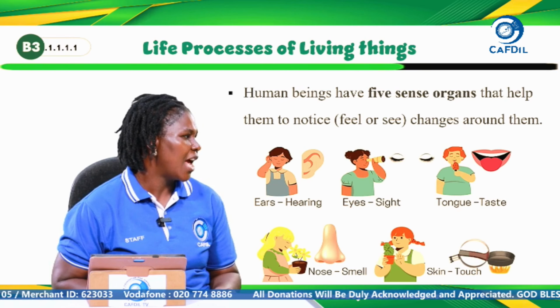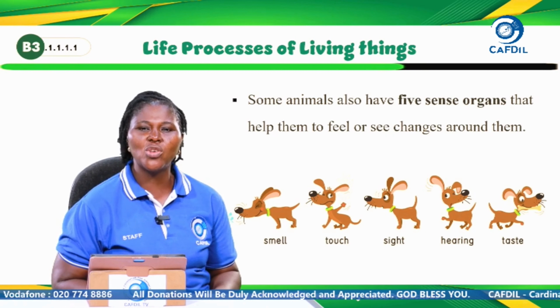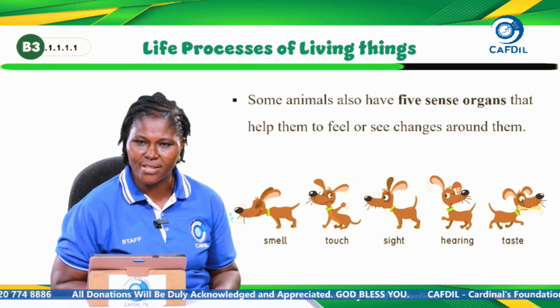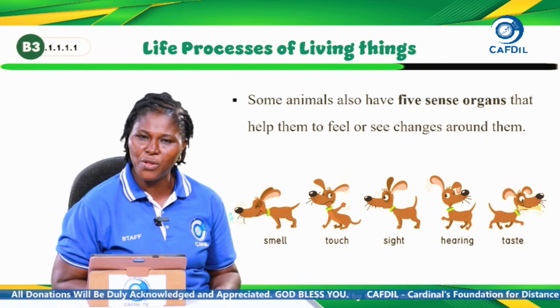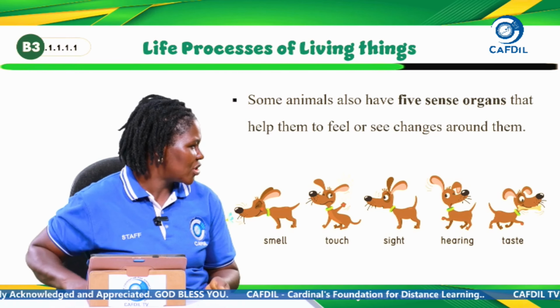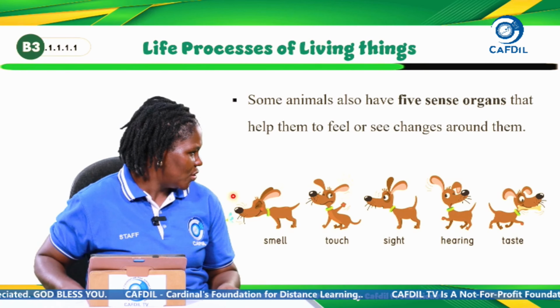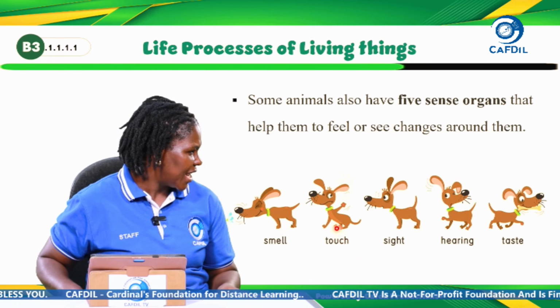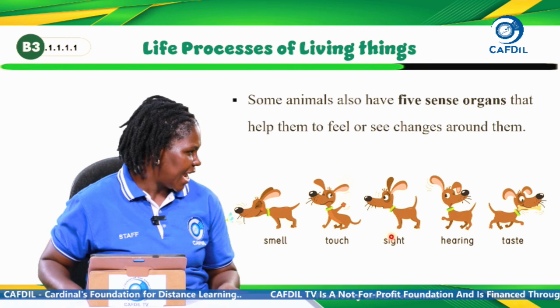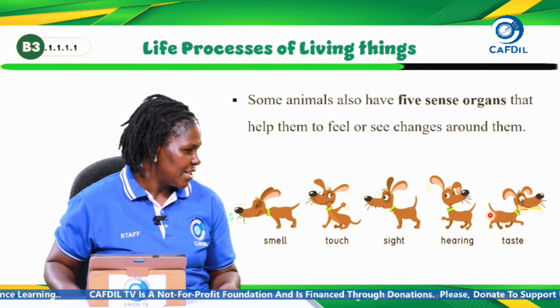Some animals also have 5 sense organs that help them to feel or see changes around them, as we can see on our screen. They also smell with their nose, they touch with their skin, they see with their eyes, they hear with their ears, and they taste with their tongue.